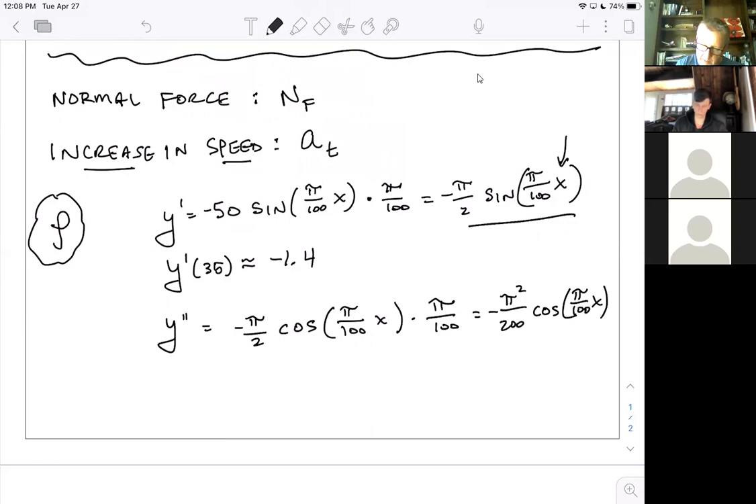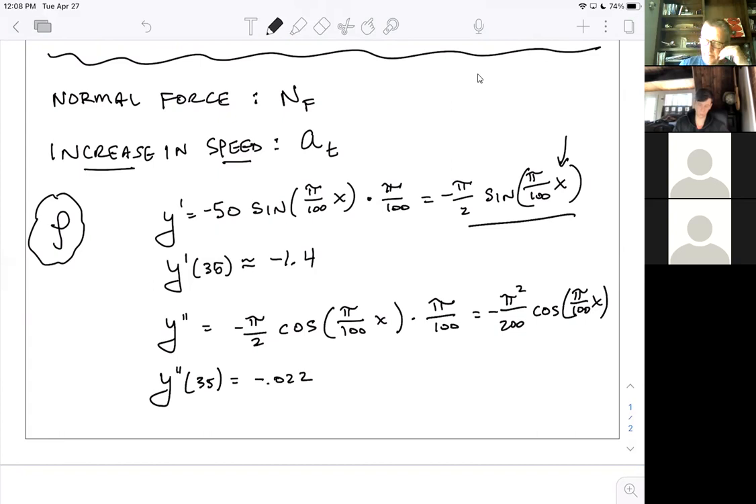Notice if I'm going to know the second derivative, I've got to figure out what it is at the point that I'm at. So I've got to throw 35 into that. Negative pi squared divided by 200 times the cosine of 35 pi divided by 100. Machine says that is negative 0.022.